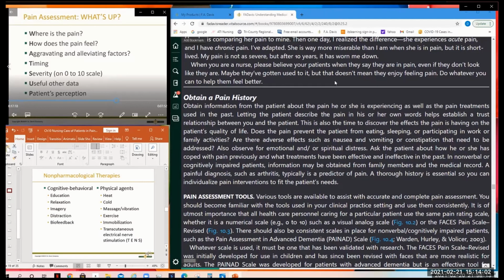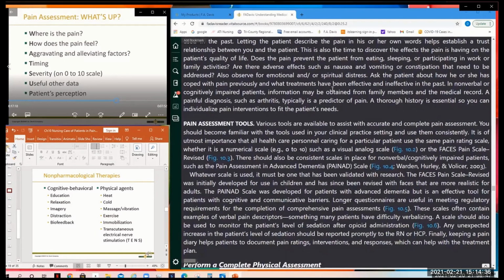Ask the patient about how he or she has coped with pain previously and what treatments have been effective and ineffective in the past. In nonverbal or cognitively impaired patients, information may be obtained from family members and the medical record. A painful diagnosis, such as arthritis, typically is a predictor of pain. A thorough history is essential so you can individualize pain interventions to fit the patient's needs.